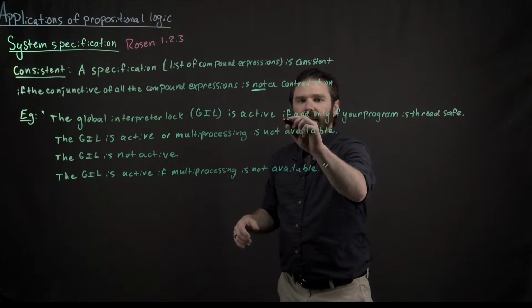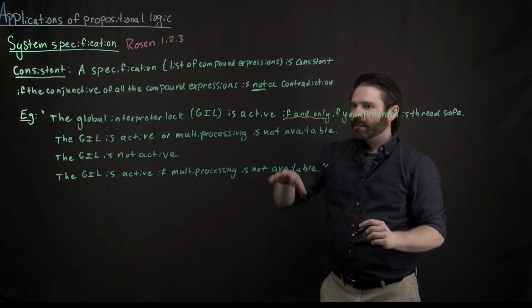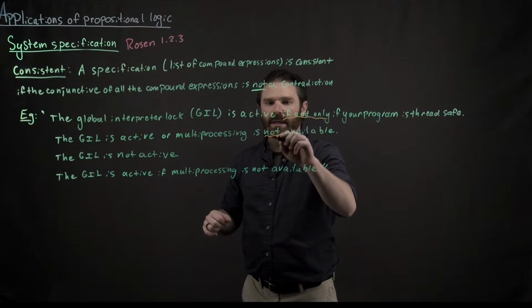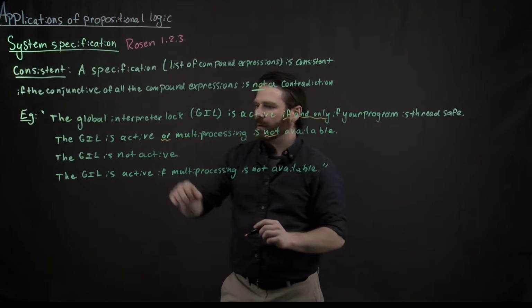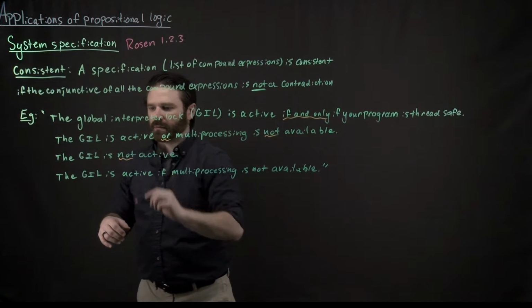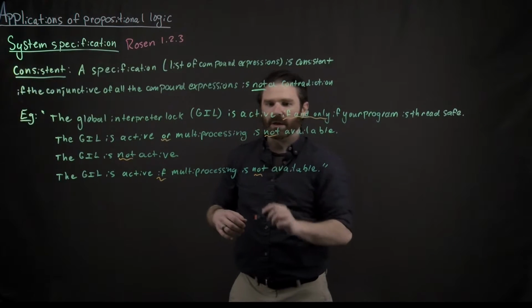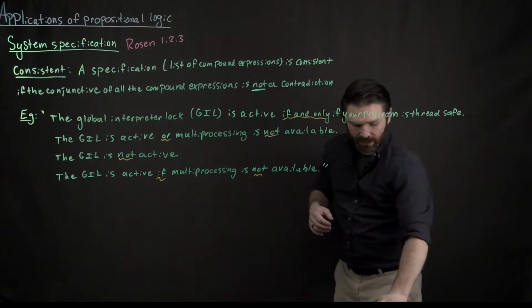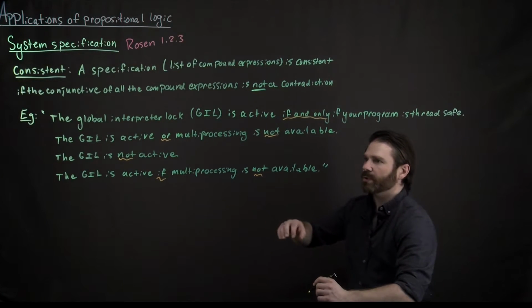And so I see an if and only if right here. I see a not right here. I see an or right there. I see a not right here. I see an if. And I see a not right there. So this can help me to try to figure out what my propositional variables should be.